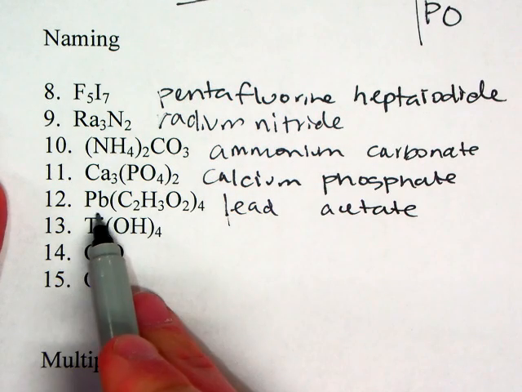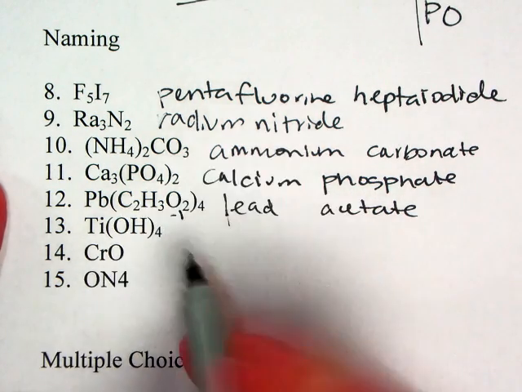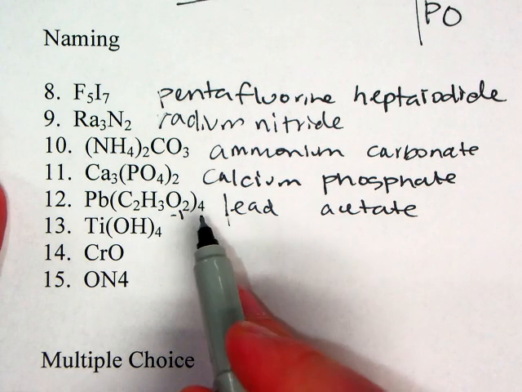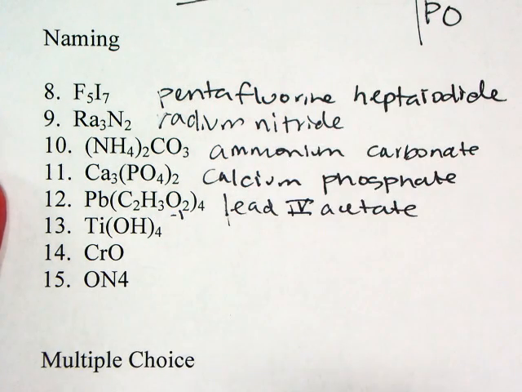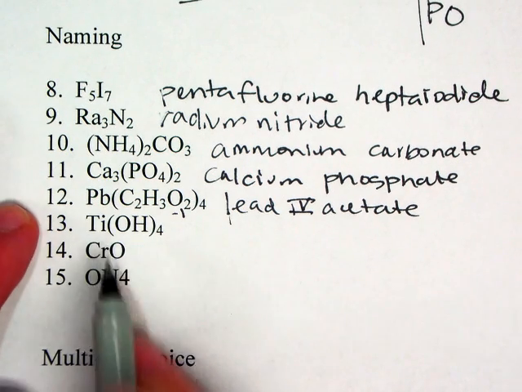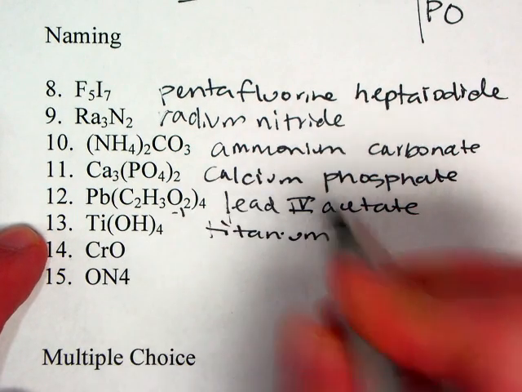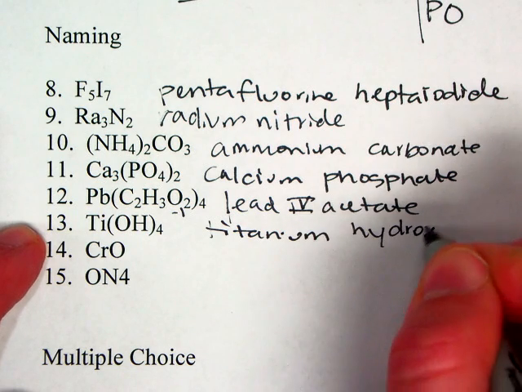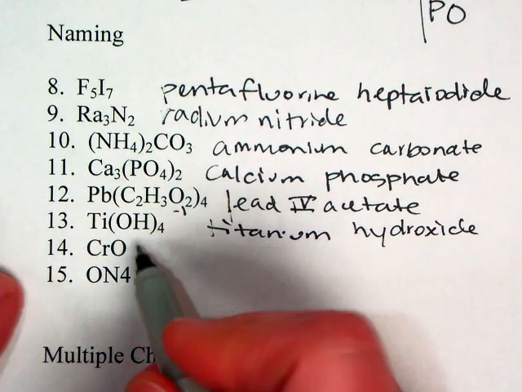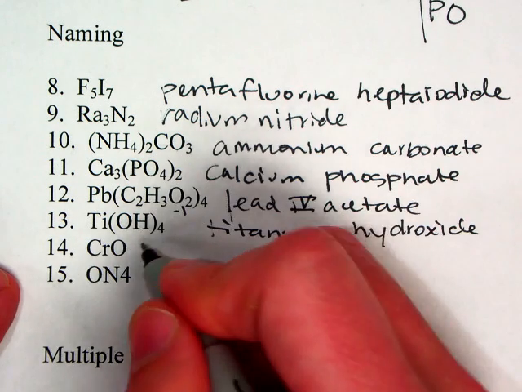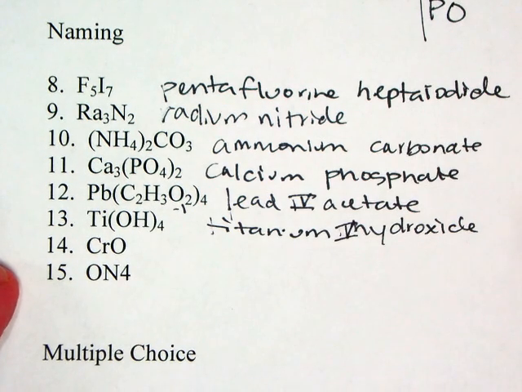However, lead is a transition metal in the middle, so we need to know its Roman numeral. Each acetate is worth -1, and there are 4 of them there. So you multiply them, that's -4, so lead must be +4 to cancel it out. Which is basically the same as number 13. You have titanium, and you've got hydroxide, and hydroxide's -1, so there are 4 of them, so that's -4. To cancel it out, titanium must be +4, titanium 4 hydroxide.